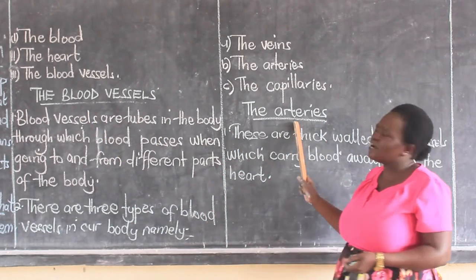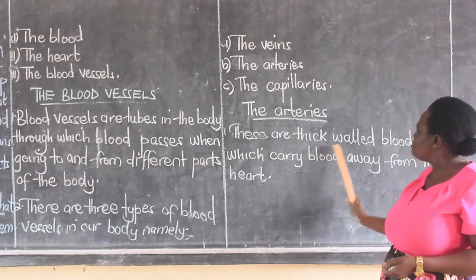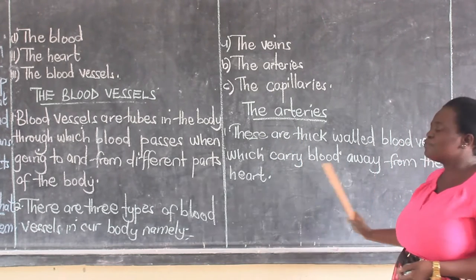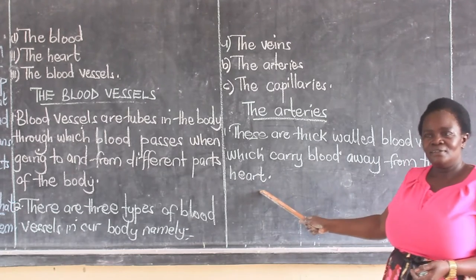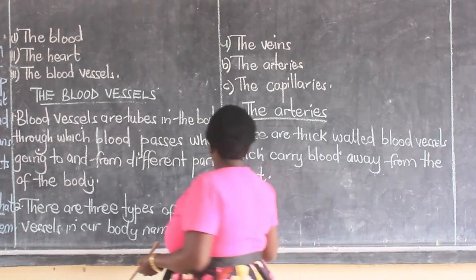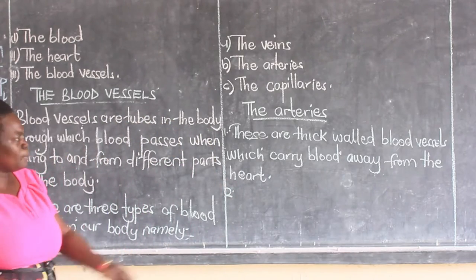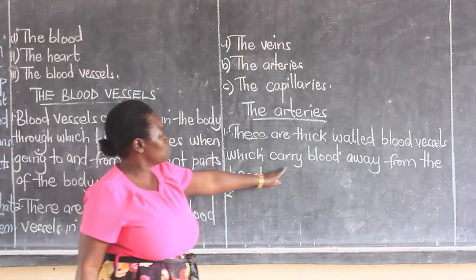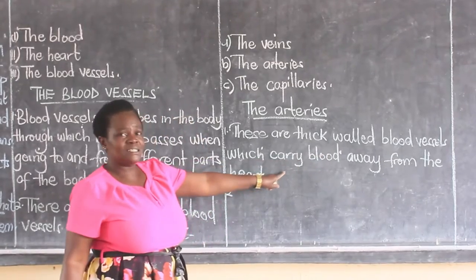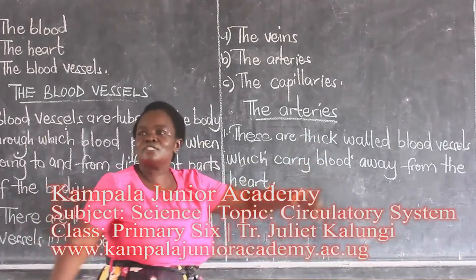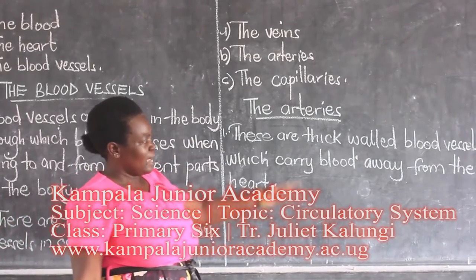Now here come the arteries. These are thick walled blood vessels which carry blood away from the heart. Let me hope you've got that. Children, about arteries, if someone asks you, do you know about blood vessels, do you know about arteries? Yes, you say, I know about arteries. These are thick walled. We are going to find out the reason why they are thick walled and the others will be thin, the opposite, and like that.